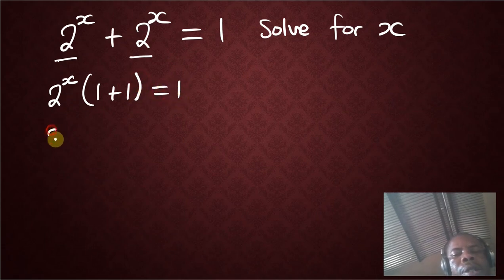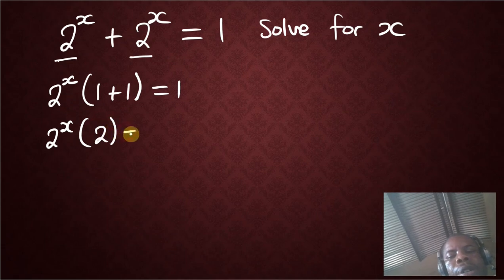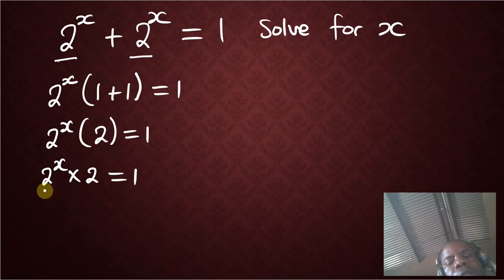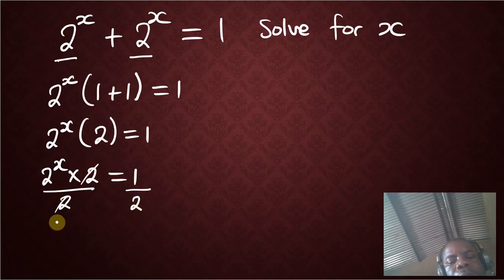Then you rewrite 2 to power x, open brackets, here you say 1 plus 1, you have 2, close brackets, is equal to 1. This is the same as 2 to power x times 2, which is equal to 1. Here you need to get rid of the 2, so you can divide by 2. You do the same on the other side, you divide by 2, so that 2 and 2 go, and you remain with 2 to power x is equal to 1 over 2.